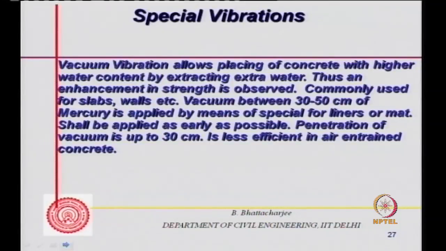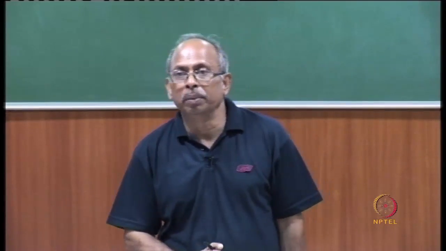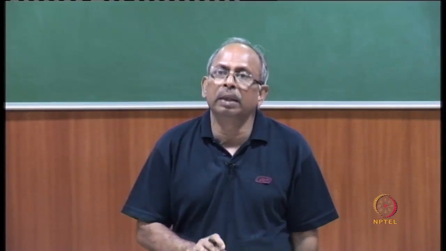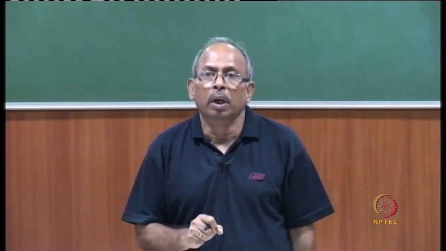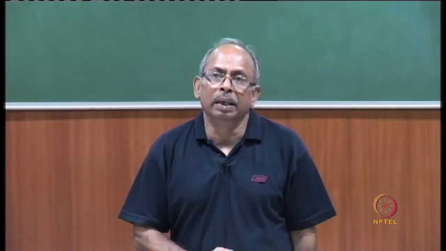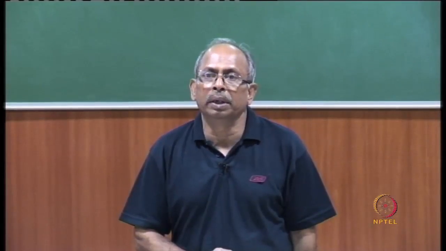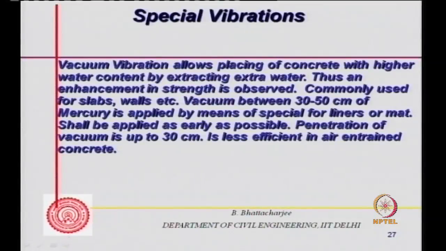So you place concrete with higher water content and then extract the extra water. So strength is improved. It is commonly used for slabs and walls, with a vacuum between 30 to 50 centimeters of mercury applied by means of special liners of material which allow water to come out, but the solid will stay. So you have a mat placed on top of the concrete and then water is evacuated out. It's through the vacuum that water is taken out. It should be applied as early as possible. Penetration of vacuum is up to about 30 centimeters, and it is less efficient in air entrained concrete because then air will come out.